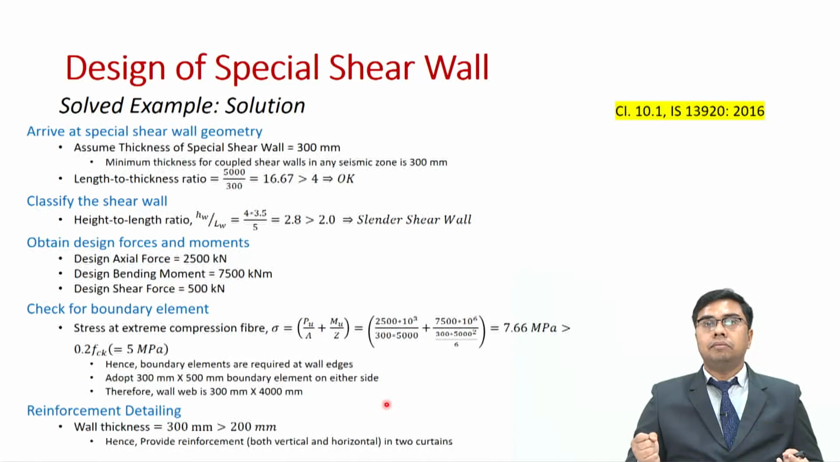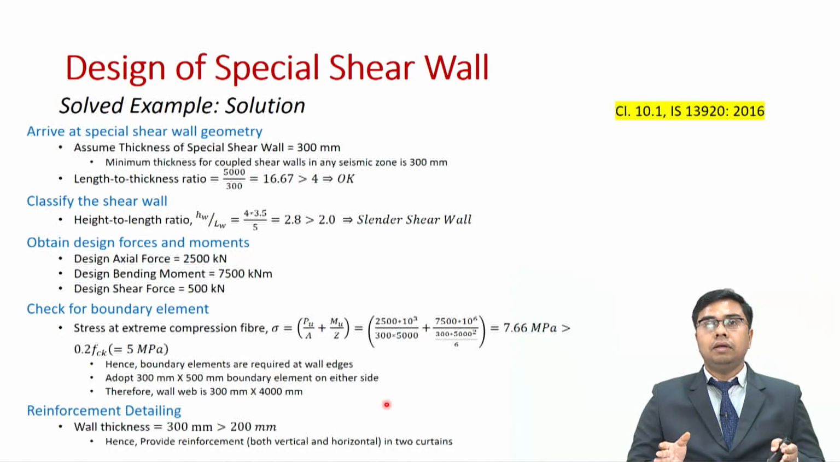Typically, this boundary element shall be located within the wall, which means out of the 5 meter length of the wall, 500 mm from the left end and 500 mm from the right end shall be termed as boundary element, and the reinforcement detailing will be different in the boundary element. We will look at the reinforcement detailing as we go through today's class.